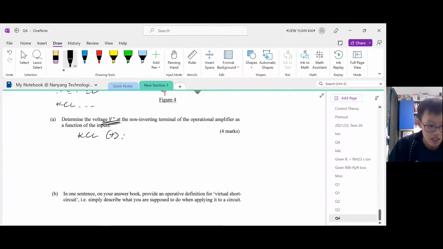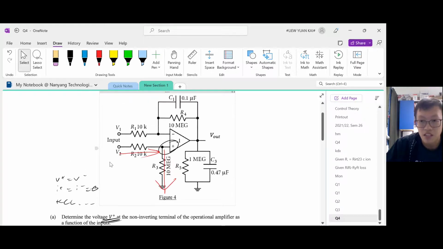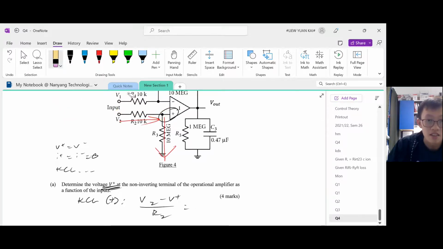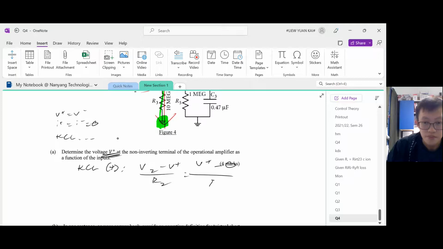at the plus terminal means current going in. So we need to express currents as V start minus V end divided by R. So V start is here, starts at V2, ends at V plus, divided by R2, equals to, okay, what about the current leaving? So current going in is equal to current going out. The one going out starts at V plus, ends at ground. So V plus minus ground, which is 0, divided by R3.